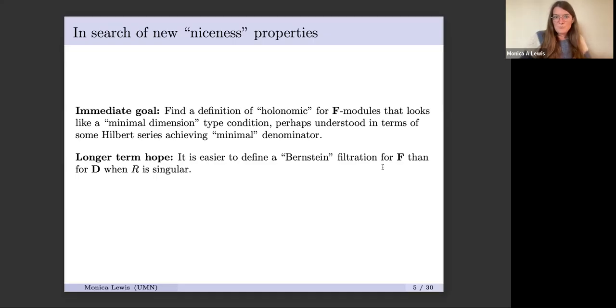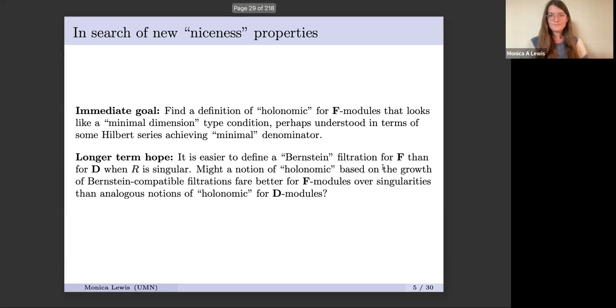So since we have a more explicit presentation for Frobenius operators, it is easier to try to do a Bernstein-like thing, modulo some difficulties that are the main subject of this talk. What should the degree in a Bernstein sense of a Frobenius monomial be, and does that degree have any nice properties? So a hope that we might have is, might a notion of holonomic based on the growth of Bernstein compatible filtrations fare a little better for F modules over singularities than the analogous notions of holonomic would fare over D modules?